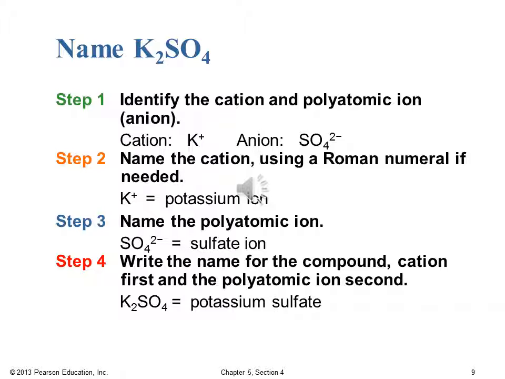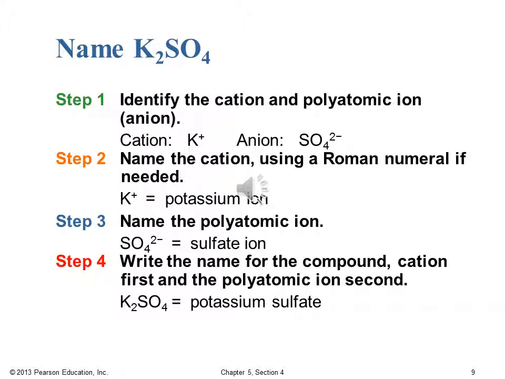No need. It's always going to be a +1. It would be wrong to have the Roman numeral here. Step 3, name the polyatomic ion, and this is from memorization, so you know that SO4 2- is sulfate ion. Finally, in step number 4, write the name for the compound, cation first and polyatomic ion second. So potassium sulfate. And there it is. It's just that easy.